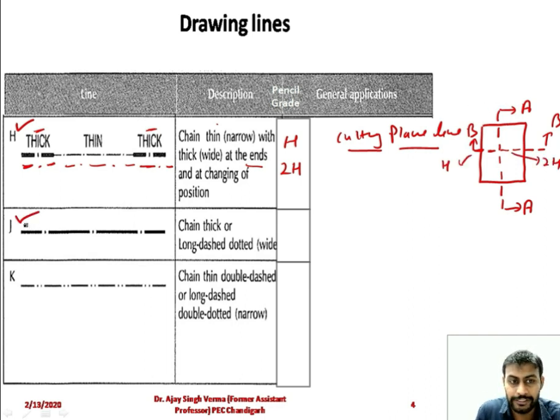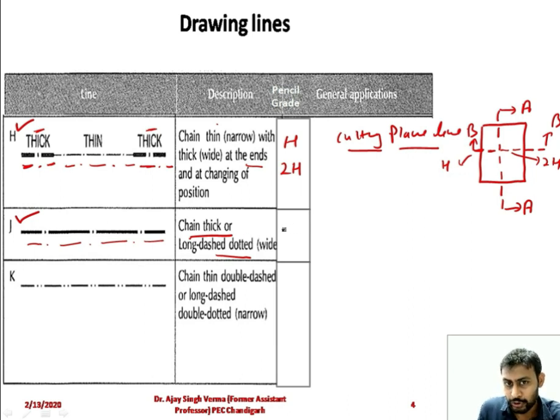Next is your J-type line. You can see precisely these are thick type lines, chain thick or long dash dotted wide. For the center line, this is thin, then a dot, then thin, then a dot, then thin, then a dot. So these both are similar, but they have their own applications.